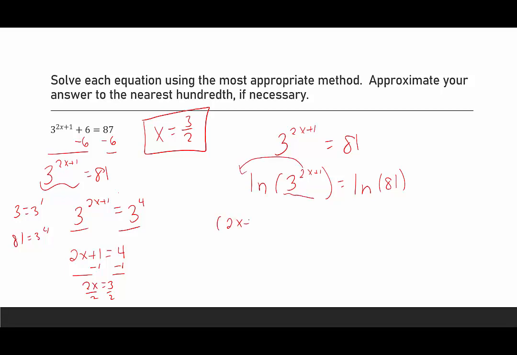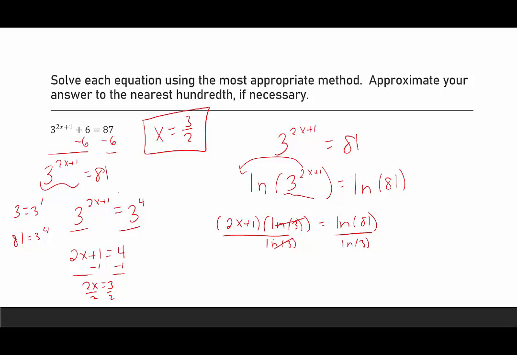So that'd be 2x plus 1. I need to put it inside parentheses because that whole thing is getting multiplied here. Times ln of 3 equals ln of 81. Now I can divide both sides by ln of 3. Divide by ln of 3. So those are going to cancel here. And I know it looks scary, but ln of 3, remember, that's just a number.